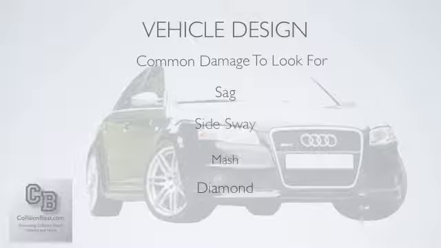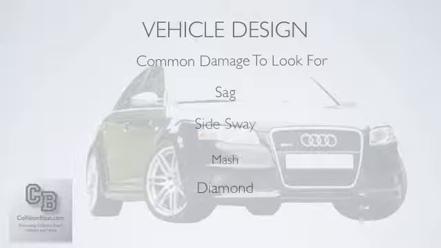And a good indication of this is the gaps wide on one side and narrow on the other. That's a good indication of side sway. And then you have mash, and this may be a little bit harder to determine just by gaps, but that's basically where the frame has been shortened from what the specifications should be. And then you have diamond.